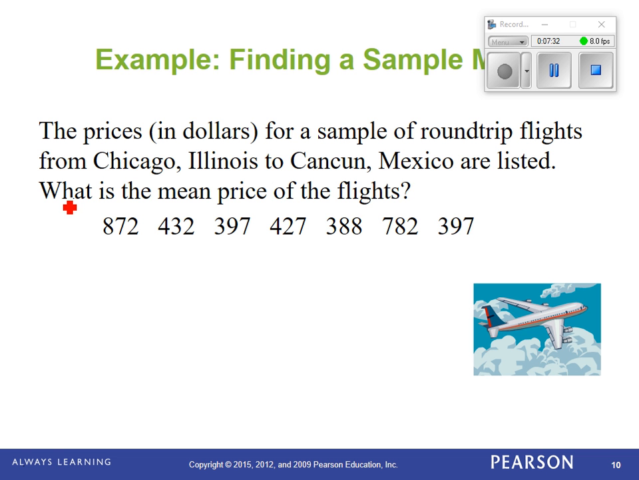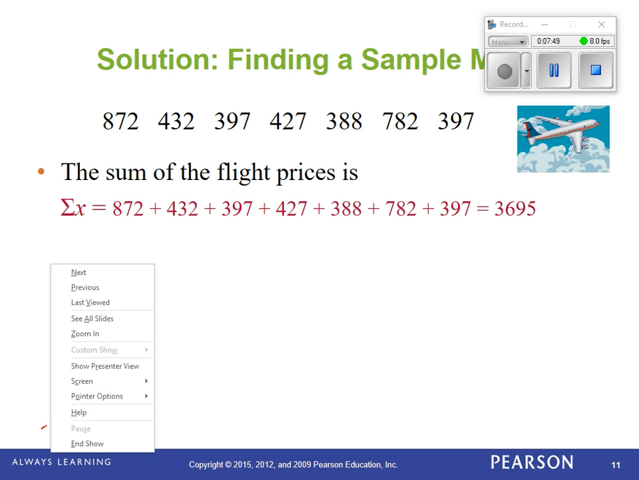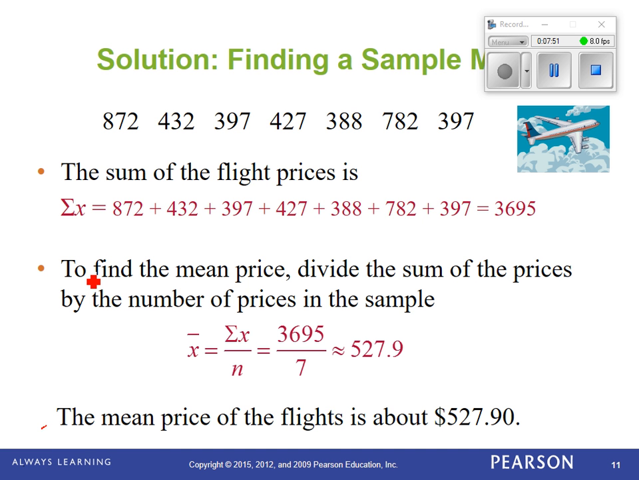I think we did this last time. Prices for a sample of round trip tickets from Chicago to Cancun are listed. What is the mean price? We're going to add them all up and divide by how many of them there are. We add them all up, get 3,695. Then we're going to divide by 7 because there were 7 of them. Remember, that's going to give us the X bar, the sample mean.